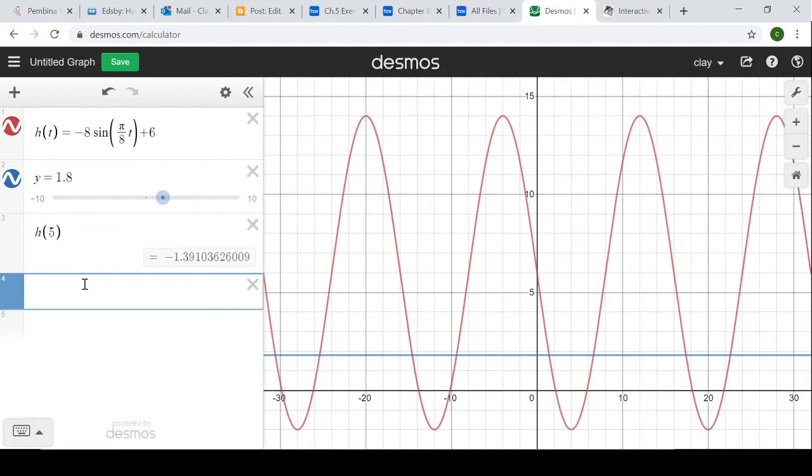I can also ask for that point, though. If you want to see the point, you just say, please graph me the point 5, comma, h of 5. And it graphs it as a point, and there you have it. There's your point. And you can even label it if you like. There you go. So that's how you can use technology.